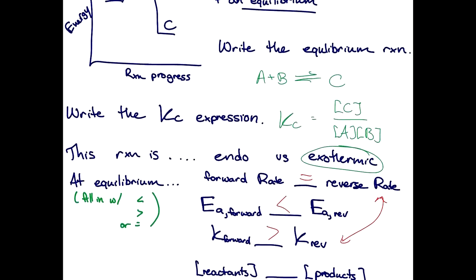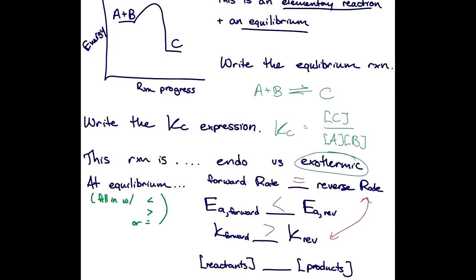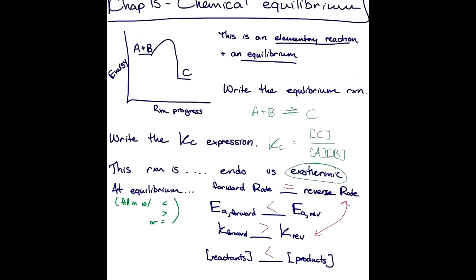All right? Okay. And then lastly, what can you tell me about the relative amounts of products versus reactants at equilibrium? More which one? Products, yes, more products. Yes, because that's kind of like the low point. That's where they will accumulate.